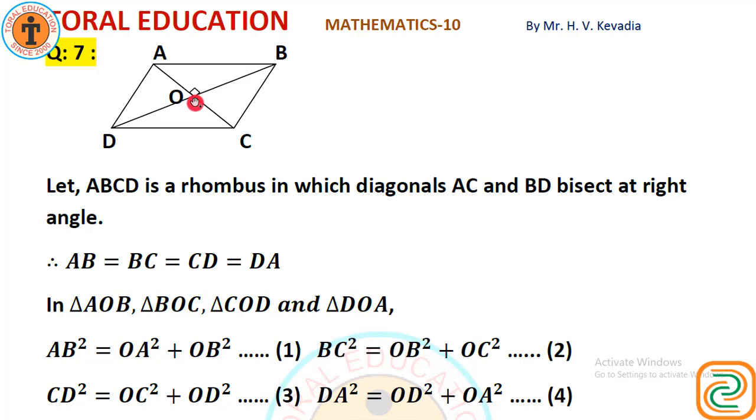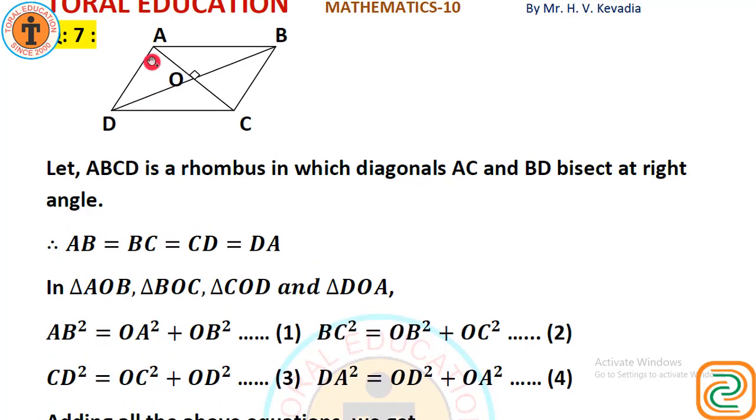And we know that diagonals of a rhombus bisect at right angle. Okay, so look at the triangles AOB, BOC, COD and DOA. Here AB is hypotenuse, BC is hypotenuse, CD is hypotenuse and DA is hypotenuse. Because if you look at triangle AOB, then AB is hypotenuse because this one is right angle. In this triangle, BC is hypotenuse because this one is right angle. Similarly, in all the four triangles, we get all the sides as hypotenuse.